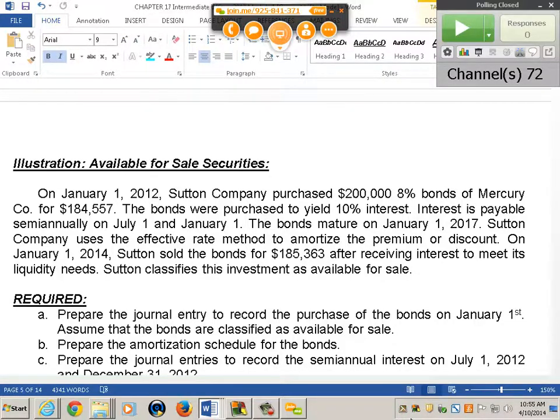You have 2 year ends. This is important for me to illustrate. You have 2 year ends. On the first year end, the fair value is going to be 190,449. Okay, and that's going to be on December 31st of 2012. Then the next year end, 2013, it's 185,363, but then they sell it immediately on January 1st, right after that. So we'll go back to this data with these numbers.